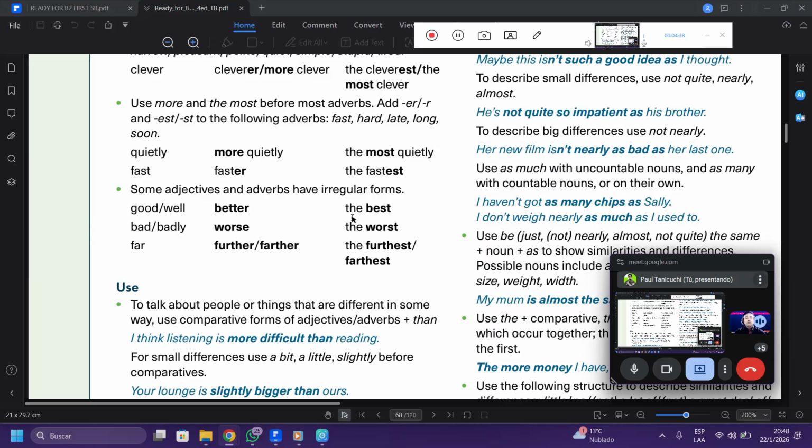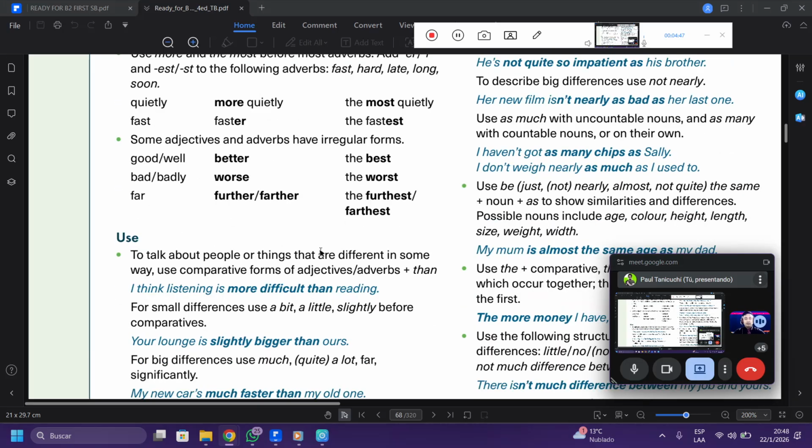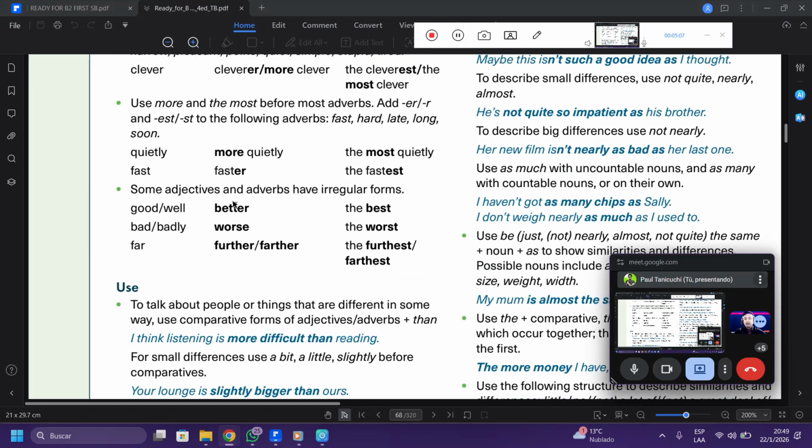Okay, specifically with these adverbs, fast, hard, late, long, and soon as well, we have to work like this. Some adjectives and adverbs have irregular forms, like, as you know, good and well: better and the best; and bad and badly: worse and the worst. And far: farther or further, and the farthest or the furthest. Okay, so don't forget, only these are irregular ones.